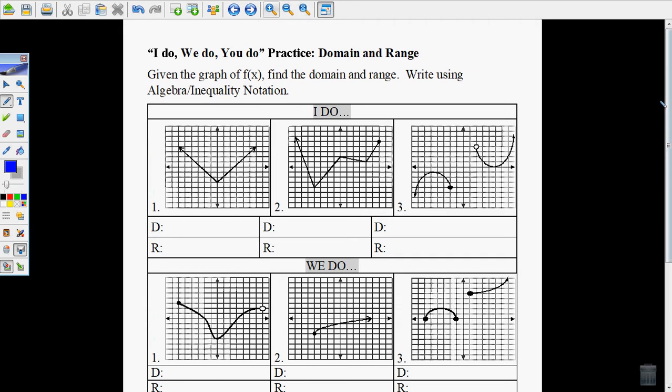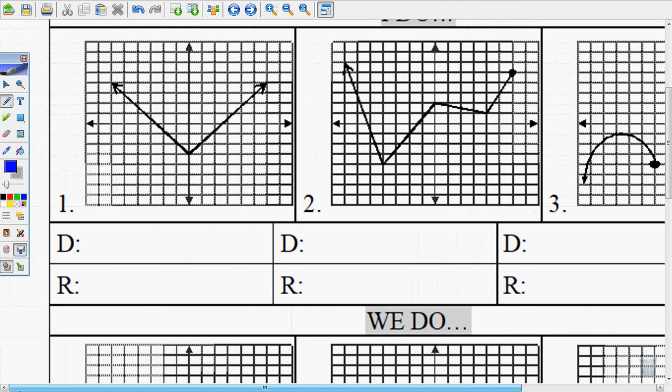All right, so we're going to do the first one together. Okay. All right. So here we're going to talk about domain. D and R. D stands for domain, R stands for range. We're good with that? All right. So we're going to start with our domain.